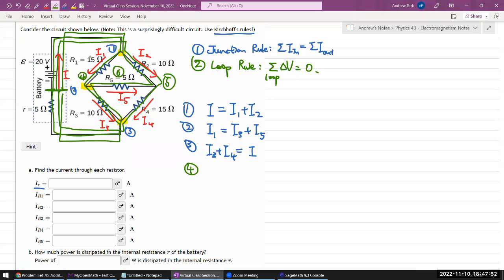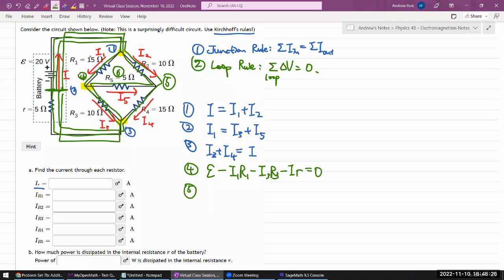So equation number 4. I go across the battery. That's going to give me epsilon of voltage rise. And as I go across resistor R1, I will get a voltage drop of I1 R1. As I go across resistor R3, I'll get a voltage drop of I3 R3. And then I have to go across this internal resistance, so minus I lowercase r. All of the change equals 0.